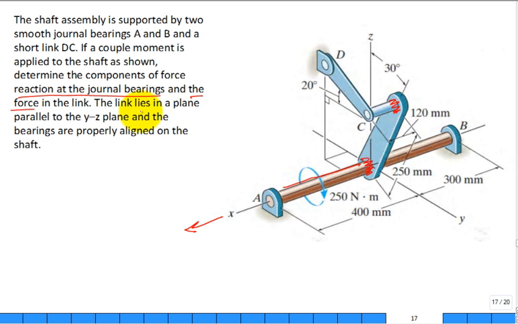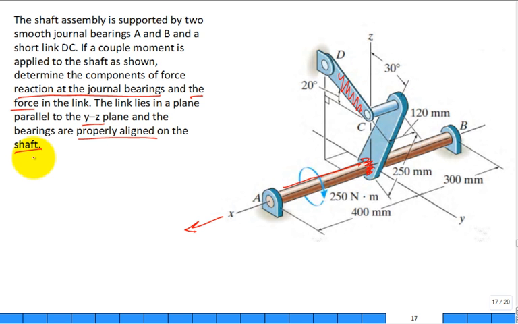The link lies in a plane parallel to the YZ plane. So here's our YZ plane. It's not perfectly in the YZ plane because of a little offset, right? It looks like this is in the perfect YZ plane, but this one, C to D, is offset a little bit, but it's still parallel. And the bearings are properly aligned on the shaft. Properly aligned. There's no reaction couple moment in those bearings.